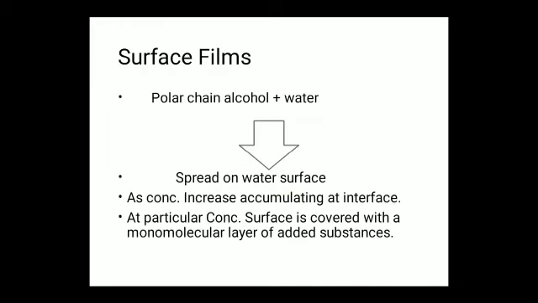Surface films: when polar chain alcohols are added to water, they spread on the water surface initially. As the concentration of surfactants increases, they accumulate at the interface. On further increasing the concentration, they accumulate and form a film at the interface. At a particular concentration, the surface is covered with a monomolecular layer of the added substance.